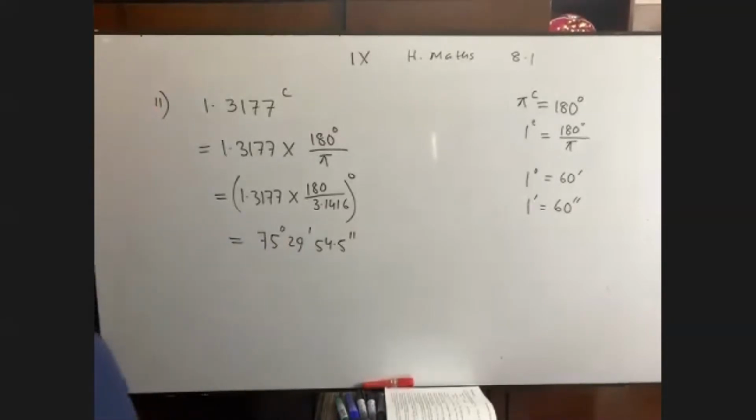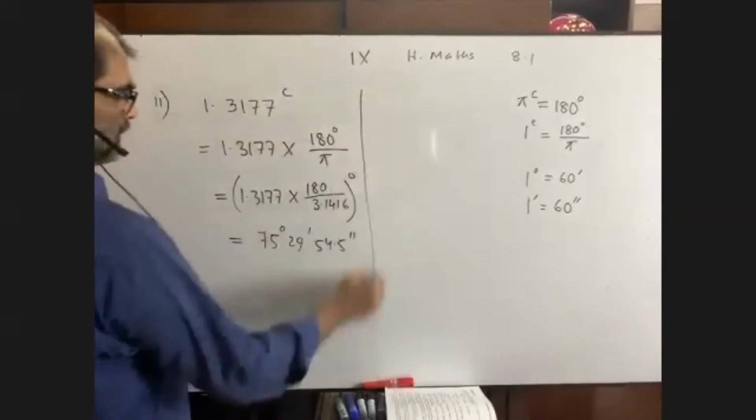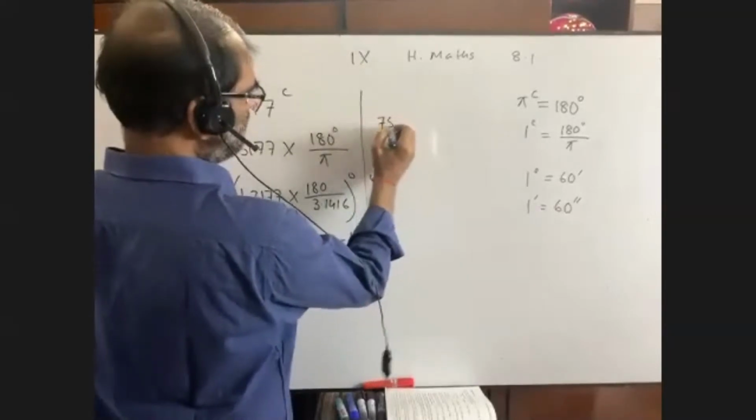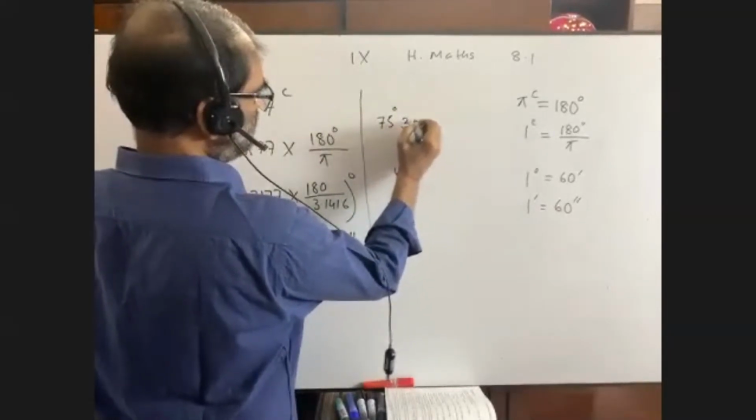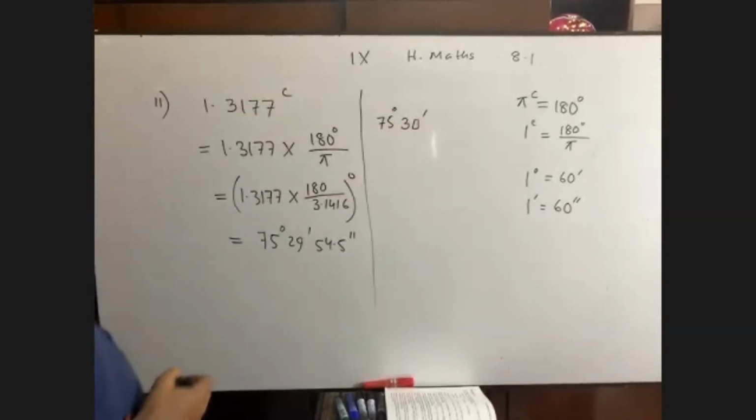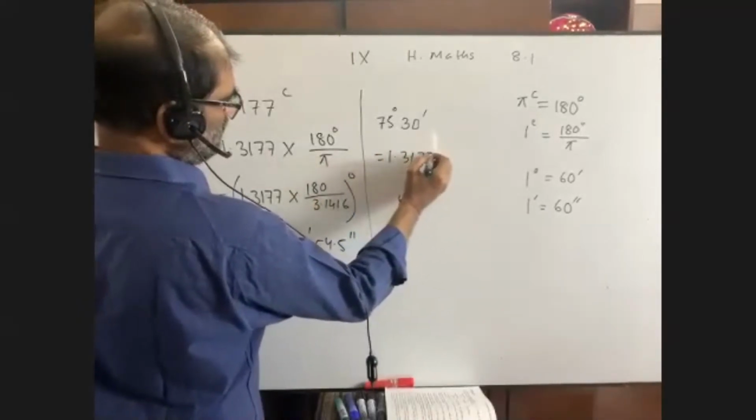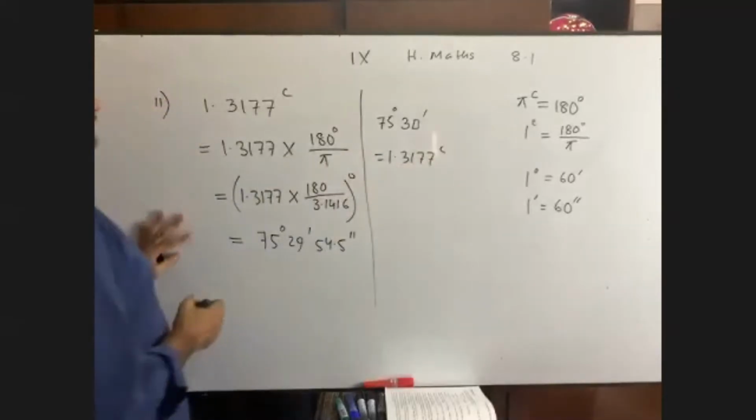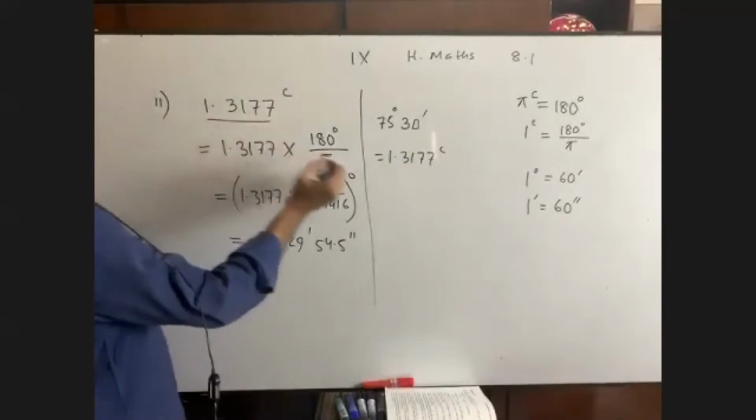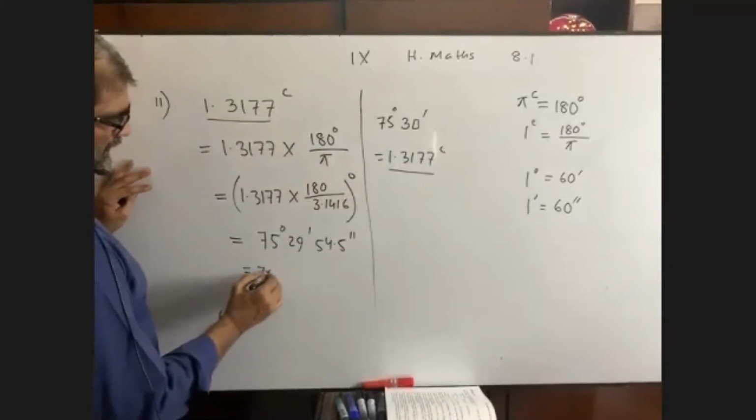Now you see, it is done. Can you remember what today's first maths was? 75 degree 30 minute. It was our first math today, and there the answer was 1.3177. Can you remember, please? Now you see, vice versa math is given.